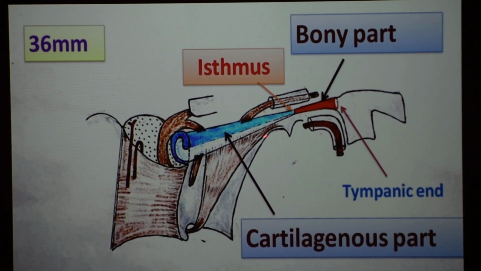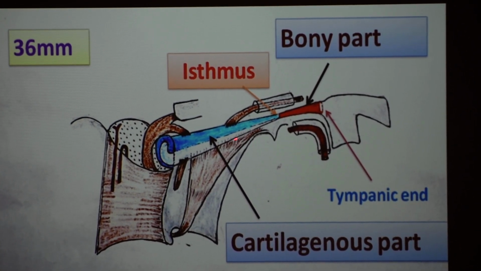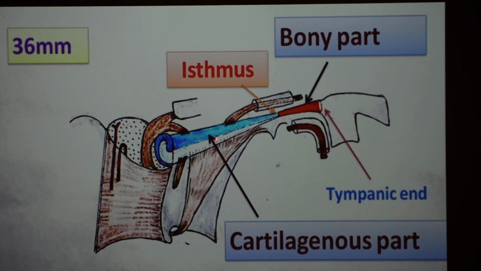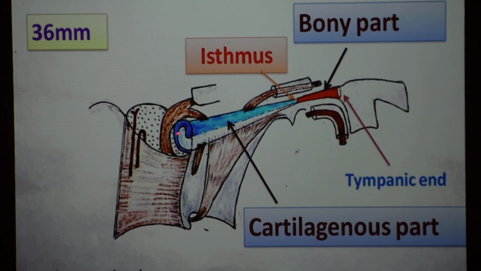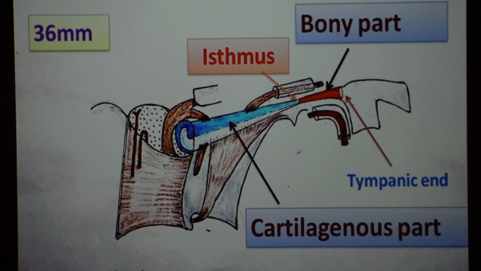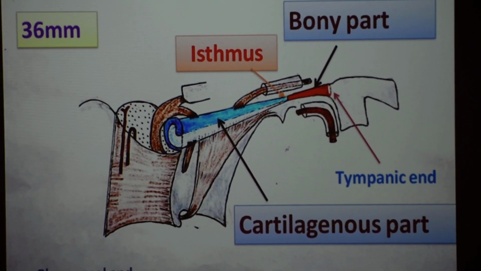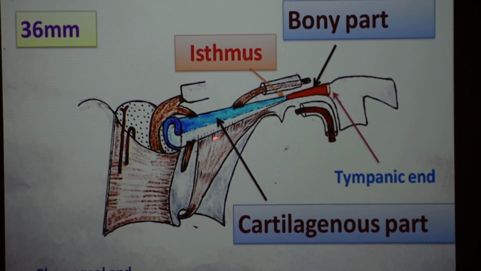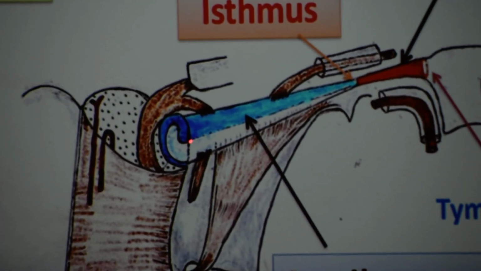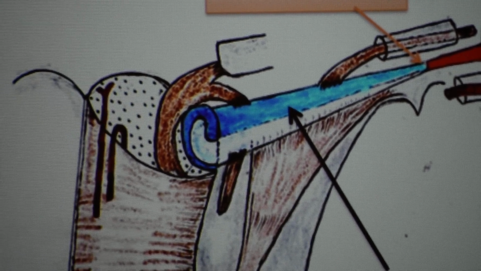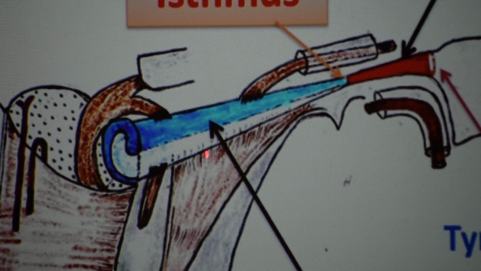Now the cartilaginous part, through its long axis, is divided into two parts, or we can say it has two laminae. So this dark blue colored portion can be seen as the wide or broad medial lamina, and the light blue portion is the small lateral lamina. So the cartilaginous part in its long axis is divided into two laminae, medial and lateral.